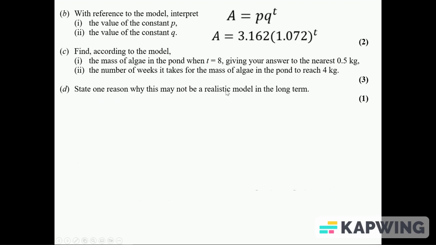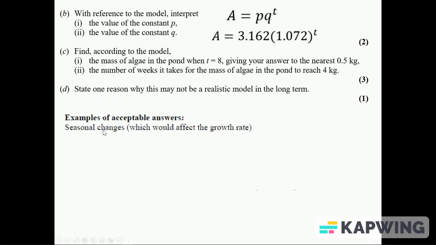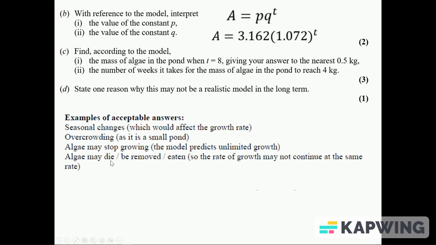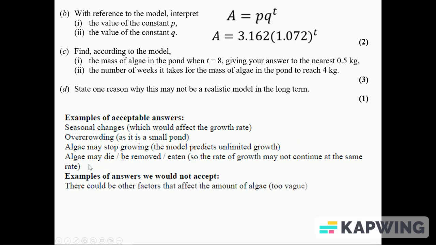And one reason why it might not be realistic, I'll show you what it says in the mark scheme. Seasonal changes, there are different things that affect the growth rate. So it's a small pond, so there's only a certain amount of growth it can do before it gets too crowded. Might stop growing for some reason, might get filled up, I don't know. And some of it may die or be eaten, something else will affect it.